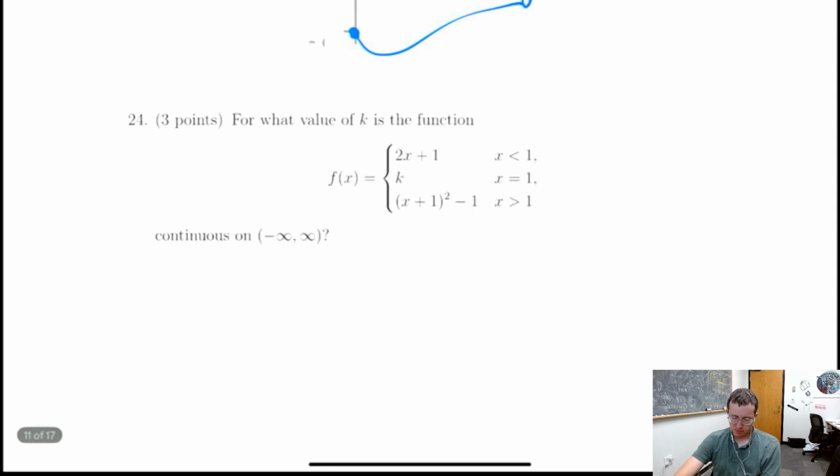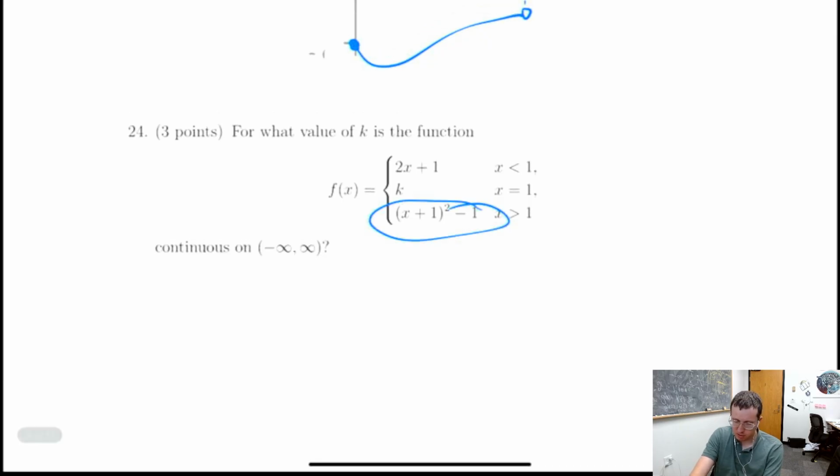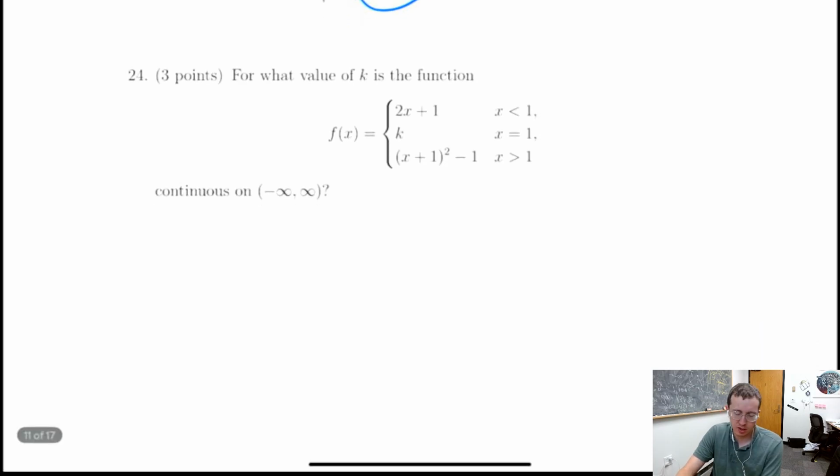Okay, for what value of k is this function continuous on the interval from -infinity to infinity? Alright, so the first thing to notice is that we're only really thinking about what happens at x equals 1. Because for values of x greater than 1, the function is this quadratic function. Quadratic functions are polynomials. Polynomials are continuous. And for x values less than 1, we have a straight line, which again is a polynomial, so it's continuous. The only place where something weird could happen is at x equals 1.